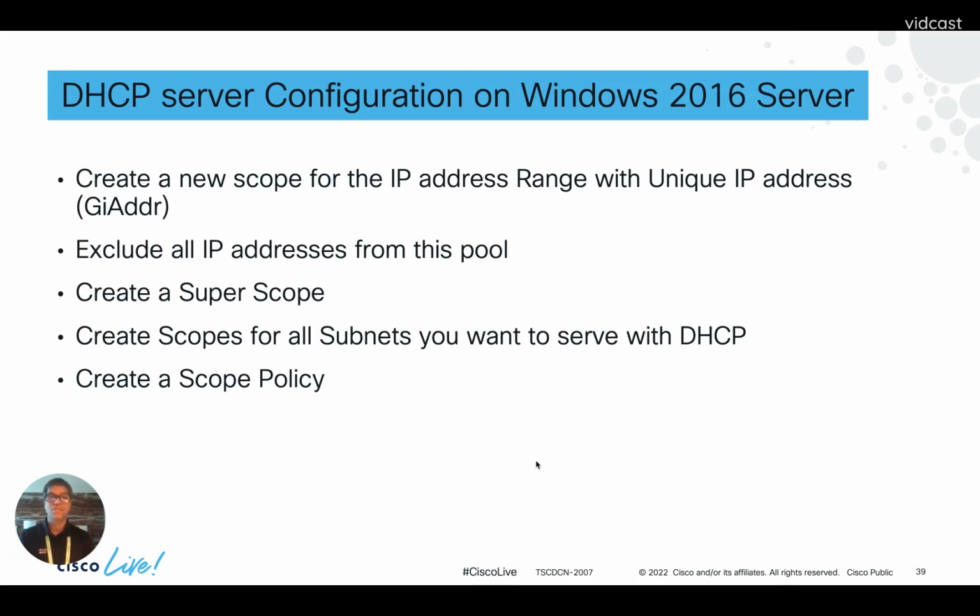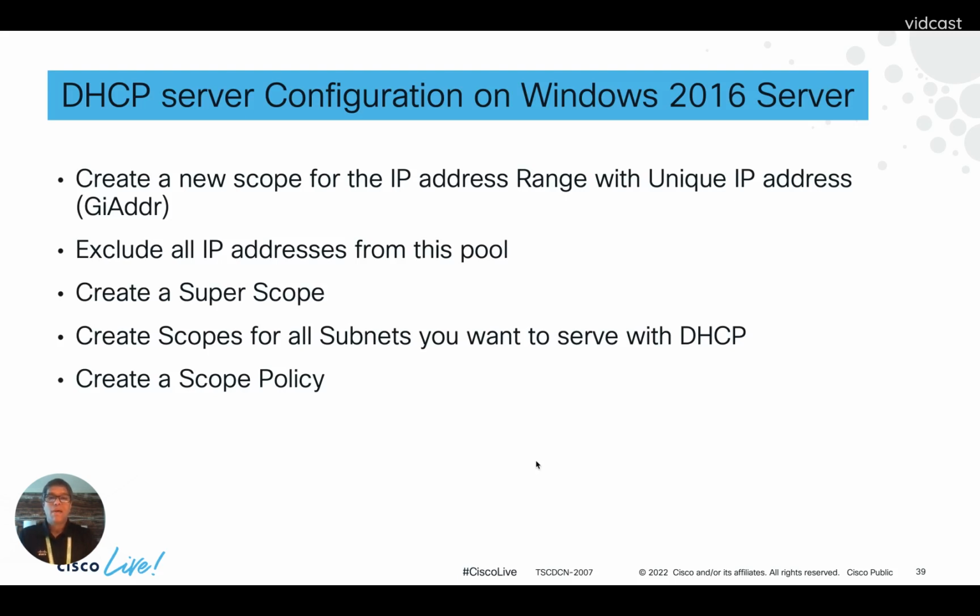Windows 2016 server. Now you can see here that the first thing you do is create a new scope for the IP address range with the unique IP address or the gateway IP address, the one which we configured first. And then what you do is mark all the IP addresses unavailable in that subnet. So when you mark all the IP addresses unavailable, an exception happens on the DHCP server.